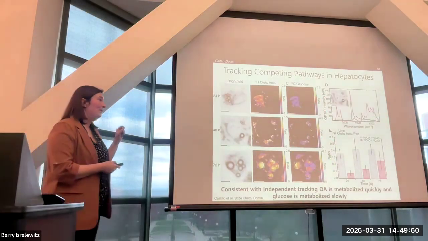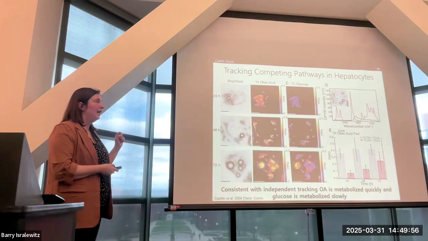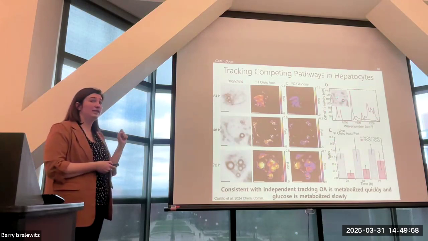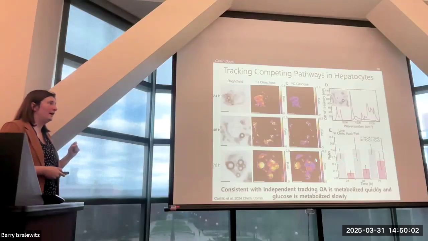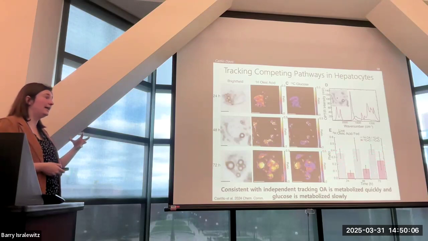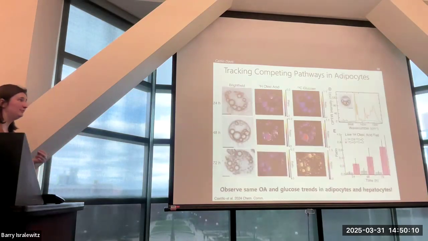Just to highlight, we can only see these probes in a lipid droplet. So this is a full spectra and a lipid droplet versus in the background of the cell, and we're only seeing these stretches I'm assigning in those lipid droplets. This is quantifying what you see over here. So we're not seeing a big change in the amount of deuterated oleic acid in time, but we're seeing that C13 glucose being metabolized slowly.